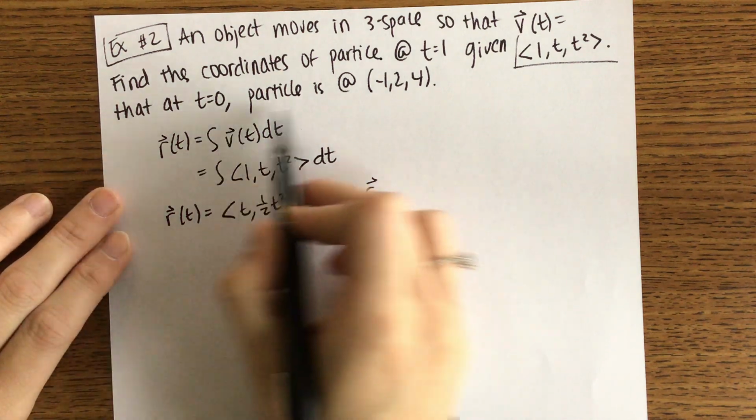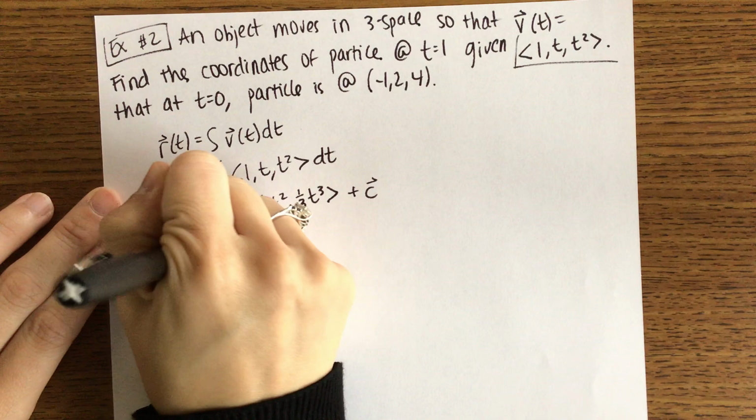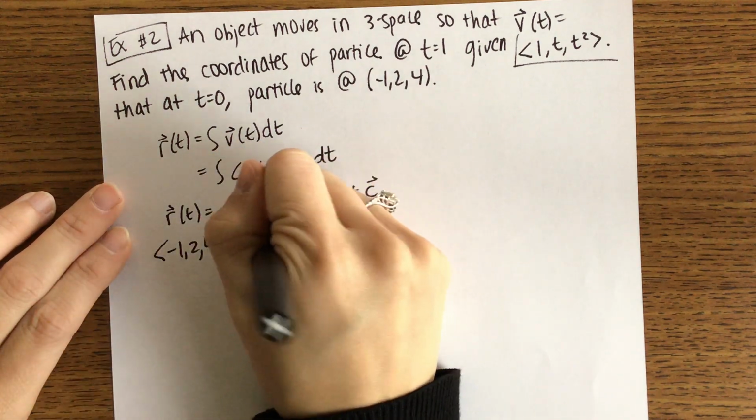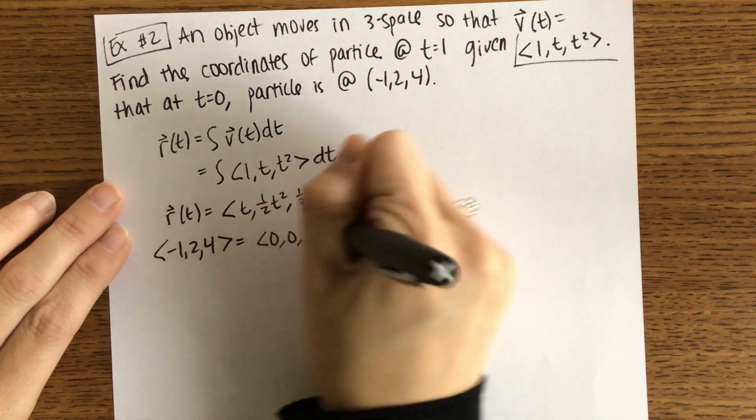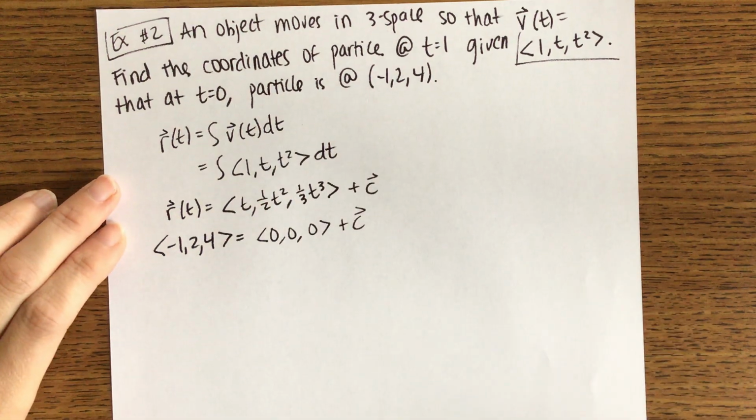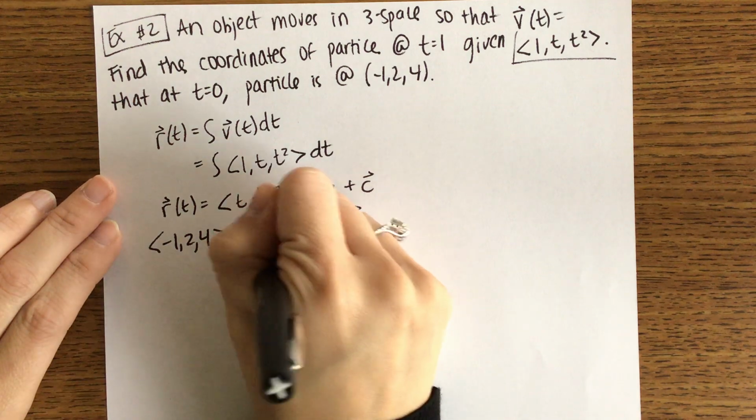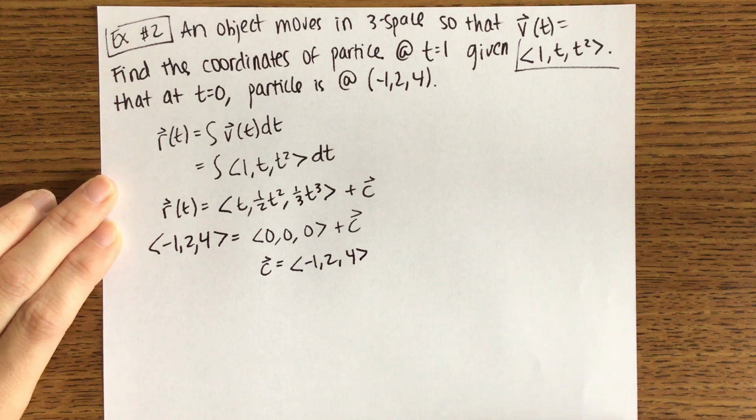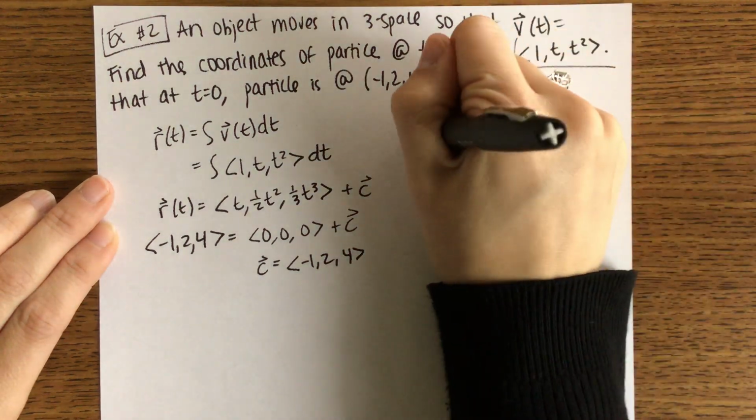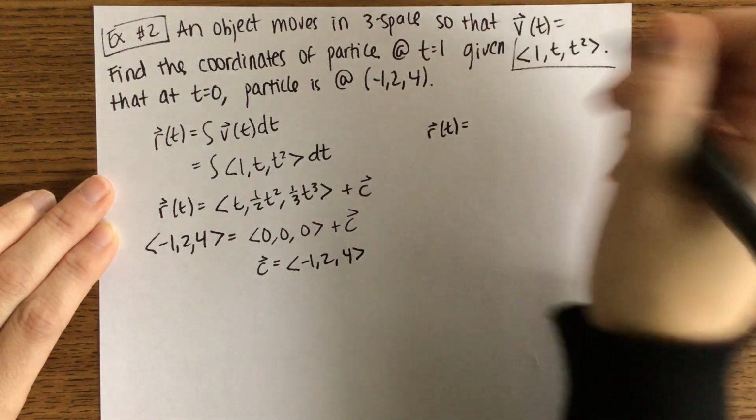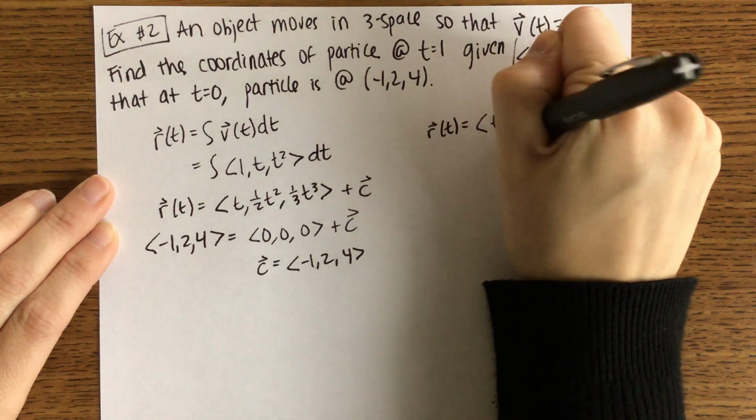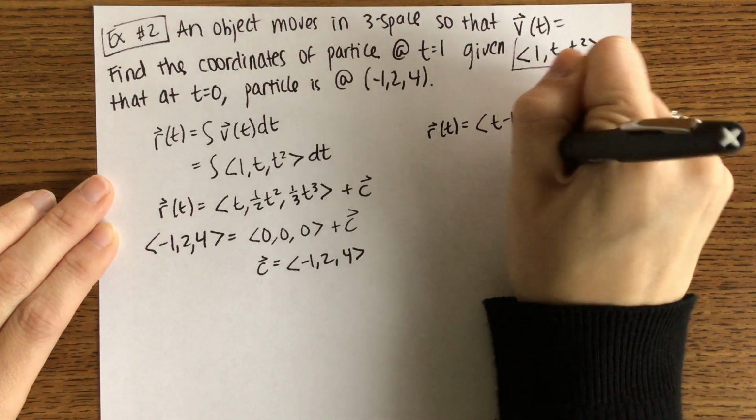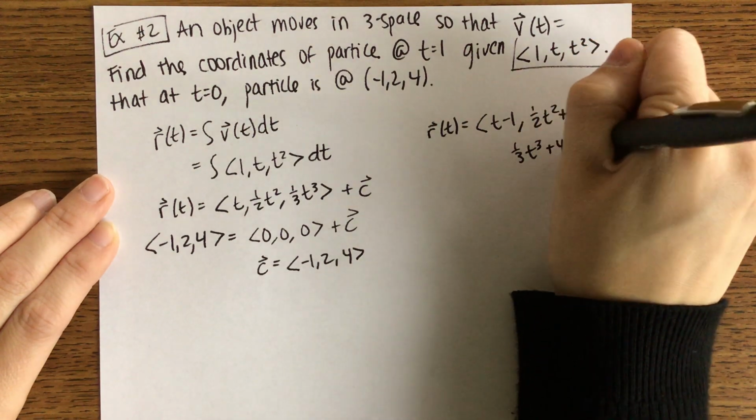At 0, the particle is at -1, 2, 4. When I plug in 0, I get 0, 0, 0, plus c. So that tells us that c is -1, 2, 4. Our r of t then is going to be t minus 1, 1/2 t squared plus 2, and 1/3 t cubed plus 4.